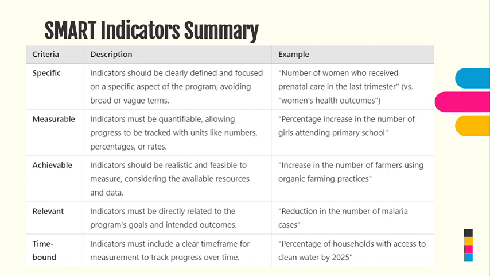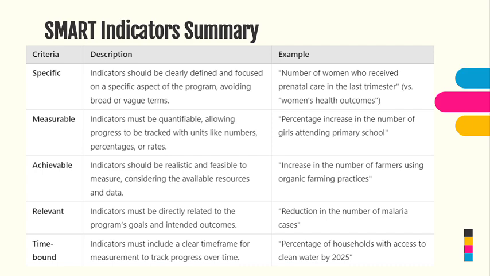Then the other thing is measurable. Indicators must be quantifiable to allow progress to be tracked with units like numbers, percentages, and rates. An example of such an indicator could be the percentage increase in the number of girls attending primary school. Achievable. Indicators should be realistic and feasible to measure, considering the available resources and data. So here you want to know, for example, the increased number of farmers using organic farming practices. That's something that you want to know.